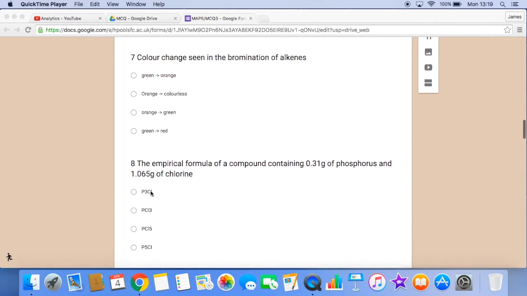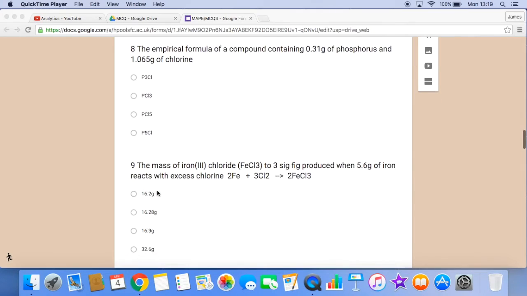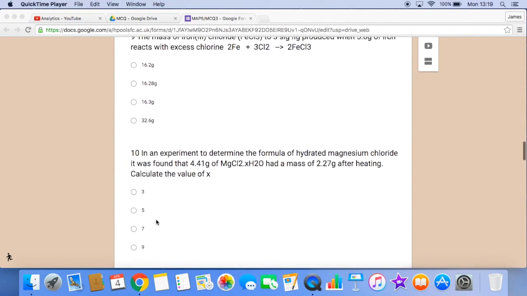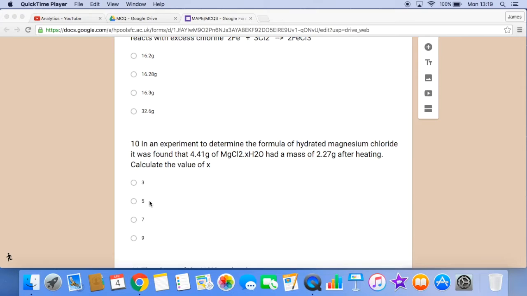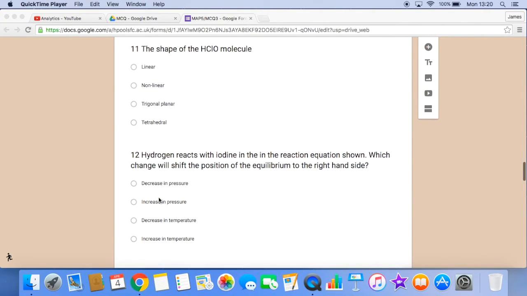Question 8, the empirical formula turned out to be that one there, PCl3. Number 9, the mass of iron(III) chloride produced was 16.3 grams, so that one there. And number 10, x is 5. Number 11, the shape is nonlinear. Question 12, the answer was a decrease in temperature.